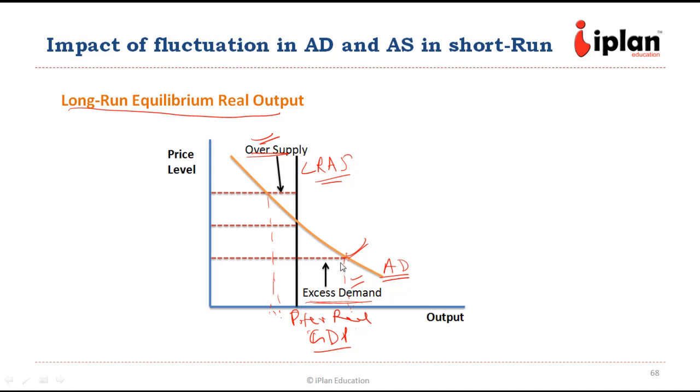So there will be instability and it will automatically push to the equilibrium. This is the equilibrium point. It will be pushed either from the left side or right side to that level. Now let us move to the short run equilibrium and readjustment.